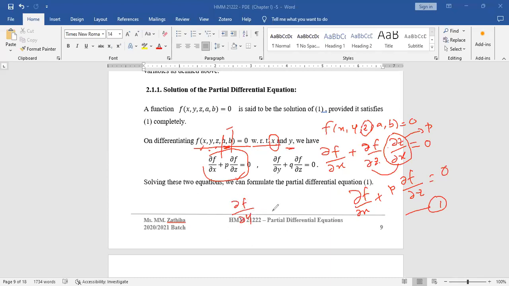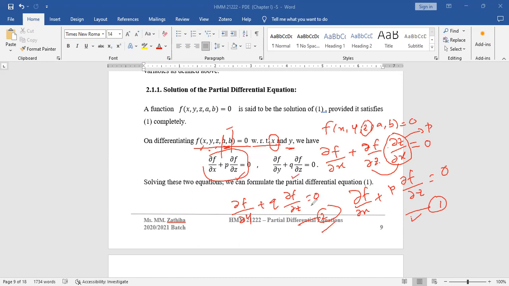Okay, I don't need to explain it. ∂f/∂y, again ∂f/∂z over ∂f/∂y. That's why they use q. Similarly, ∂f/∂z, which is equal to 0. Okay, so we have this equation with respect to x, and the equation with respect to y.